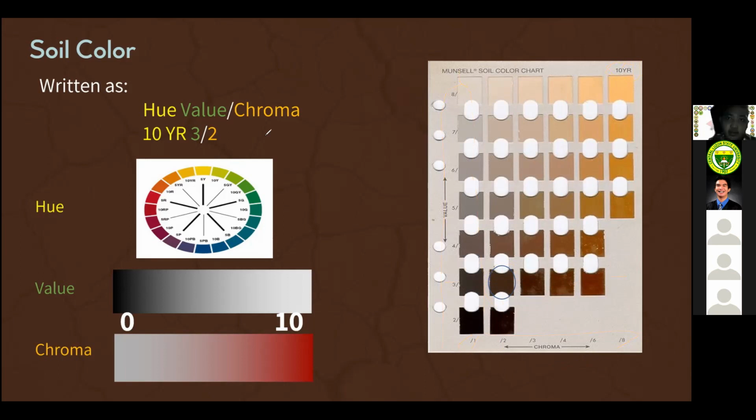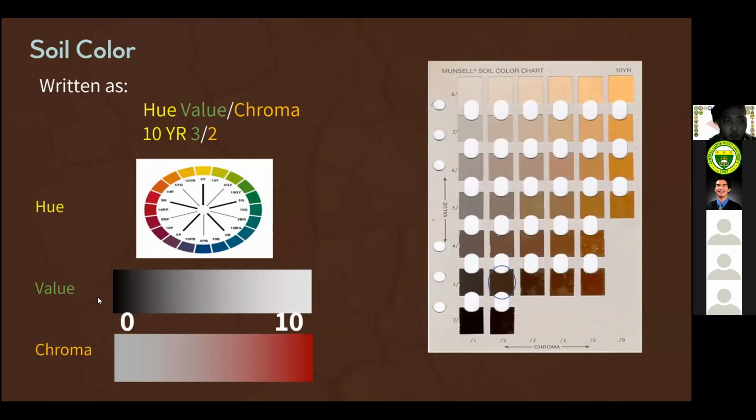So I said earlier that our hue is the dominant spectral color. So it ranges from yellow to the colors of the rainbow. Okay, but the soil, according to the Munsell color book, only reflects the colors yellow and red. Then the value, the lower the value, the darker the color. Then the higher the value, the lighter the color. So the value can indicate the organic matter content of the soil.